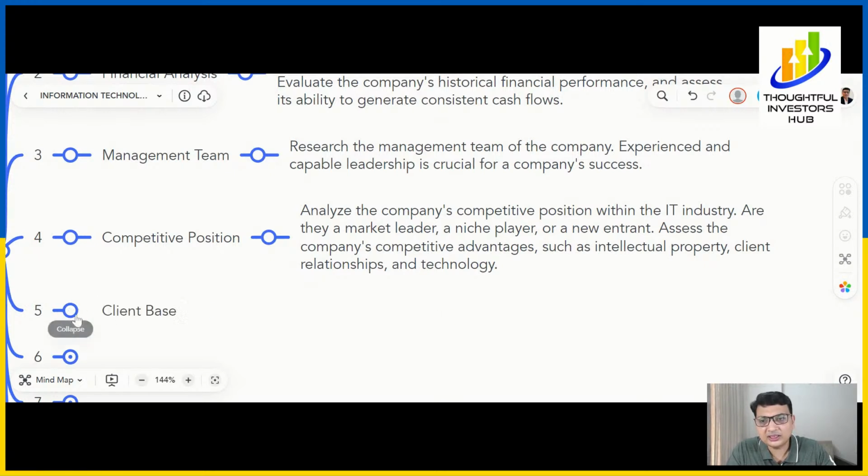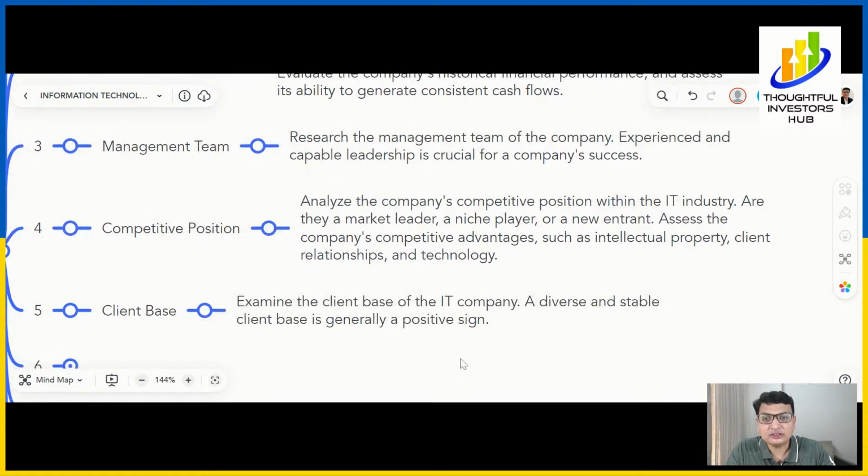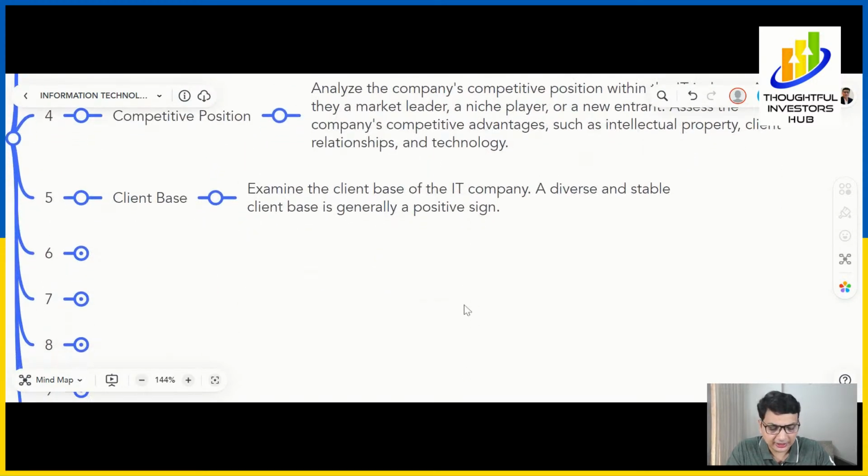Then basically client base. So examine the client base of the IT company. A diverse and stable client base is generally a positive sign. So that also you have to understand, that unless a good, diversified and stable client base is there, you cannot have positive revenue and also not profitability.